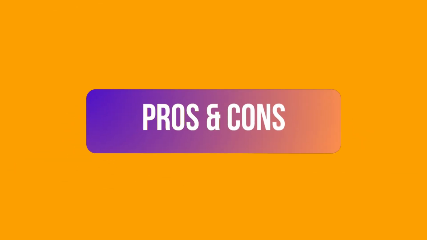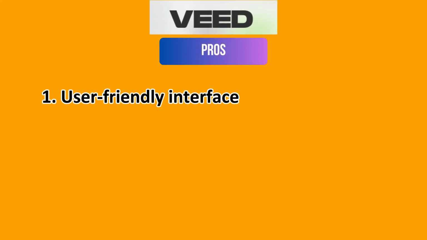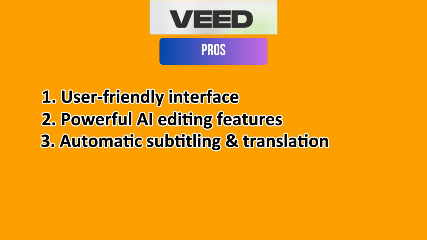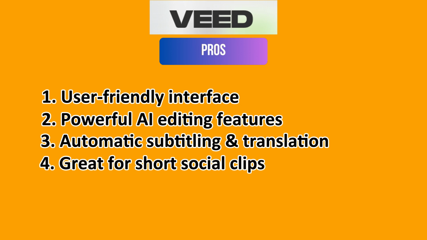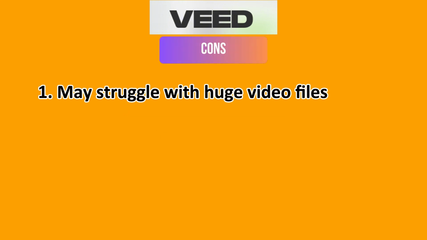Now here are the pros and cons. Starting with vid.io with the pros. It has a user-friendly interface, especially for beginners, powerful AI editing features like magic cut and eye contact correction, extensive automatic subtitling and translation capabilities, good for quick social media content and short-form videos, and seamless collaboration features if you're working in teams. On the flip side, with the cons, it can be slow with very large video files.